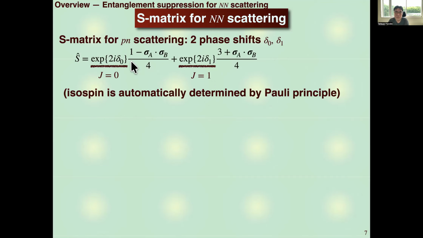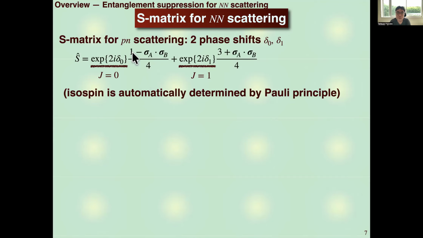But in the spin 0 component, you have to project the possible initial state onto the spin 0 combination, which can be given by this operator. Sigma A dot sigma B is an operator that acts on the spins of the two nucleons, spin A and spin B. This combination projects the states onto spin 0, while the other combination gives the spin 1 component. So it is actually a 4x4 matrix coming from this product structure. And for that, we can apply the previous entanglement power calculation.